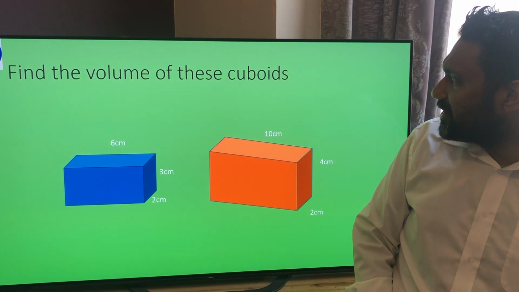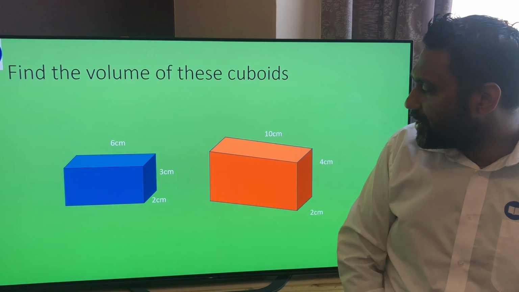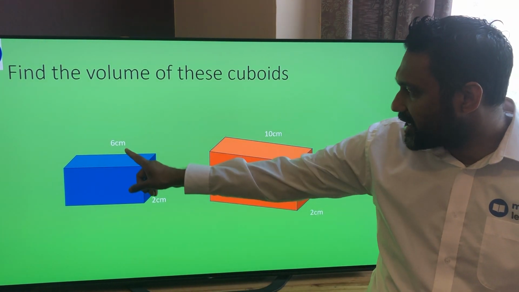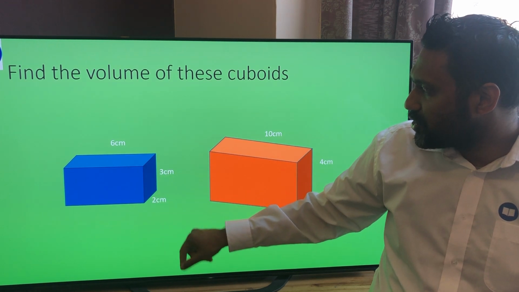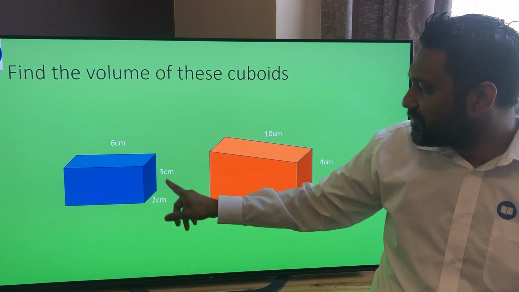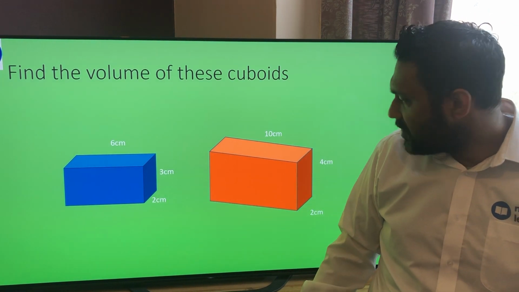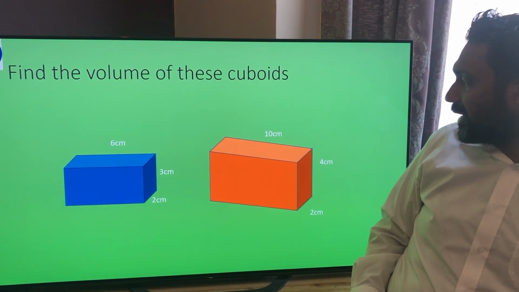Now, here's a couple of examples. What are the volumes of these cuboids? Well, here's a cuboid. How do I work out the volume? It's length times width times height. So all I do is 6 times 3 times 2. 6 times 3 is 18. 18 times 2 will give me 36. What about this one? Can you work this one out?